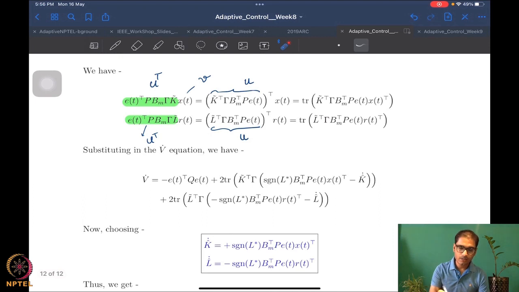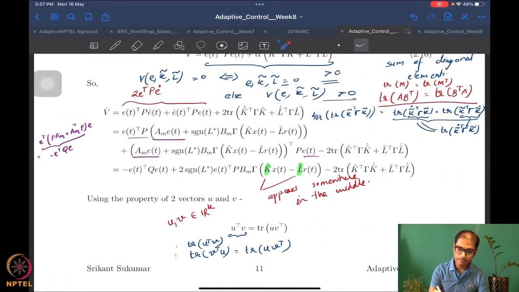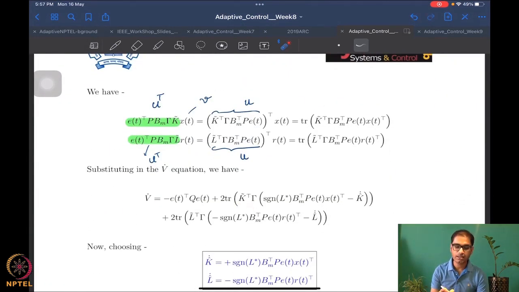So we essentially substitute this back into the V dot equation. I'm again left with this nice negative definite term. Then I have a twice trace, signum L star remaining as it is. Because this is a scalar, I can move it around wherever I want, so I move it inside here. Then I take the K tilde gamma out. So I get a signum L star here from this term, signum L star BM transpose PE X transpose. I cannot change the sequence of the matrices, so this is fine. And notice there is a K tilde transpose gamma here, which I take common. K tilde transpose gamma here, that's taken common. So I am left with this, signum L star, and this, and a K hat dot here.